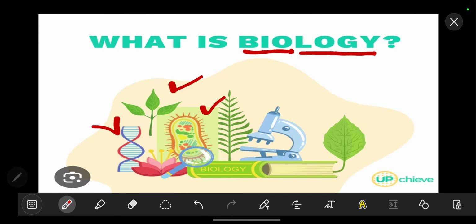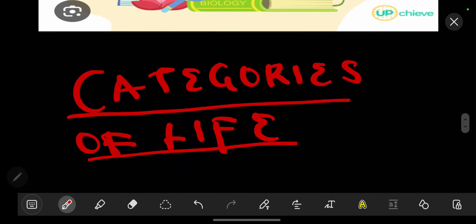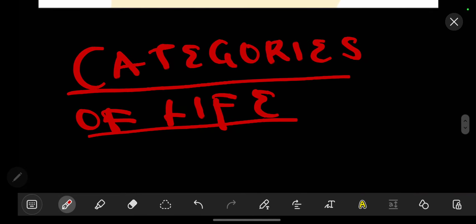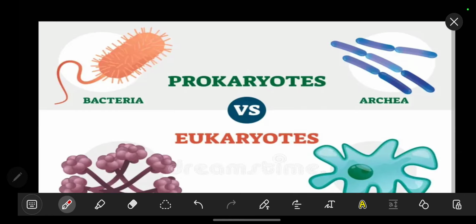Apart from that, we are now going to be looking at the categories of life. So what are the categories of life? Life is grouped into two categories, which are named prokaryotes and eukaryotes. Under prokaryotes, we are looking at simple organisms such as bacteria and archaea. These are mostly single-celled. When we look at archaea, these are able to survive very intense environments. We are going to look at them later in detail.